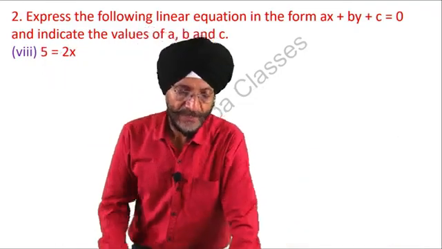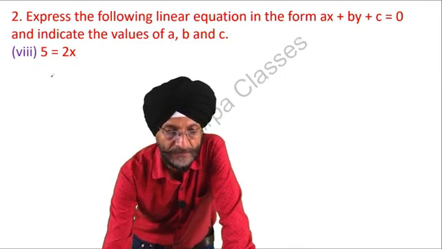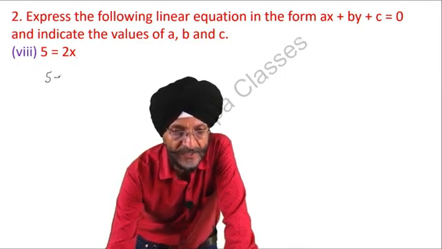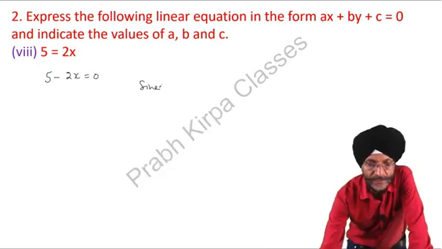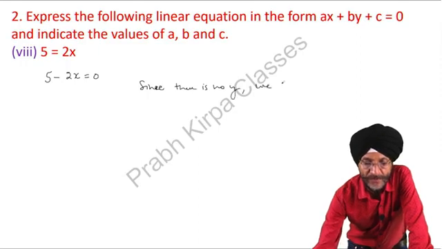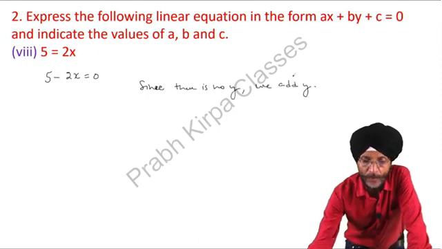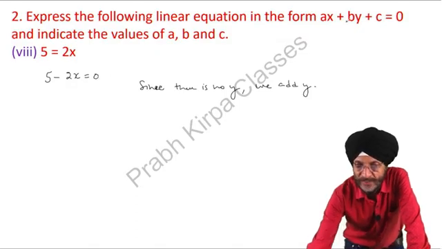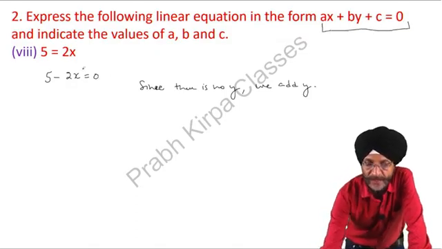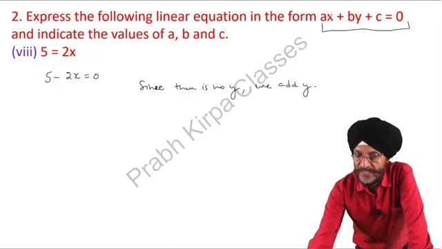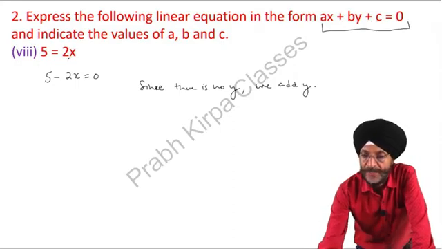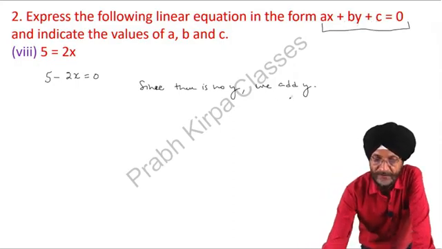Next, 5 is equal to 2x. So here we can rewrite it as 5 minus 2x is equal to 0. Since there is no y, we add y because we are to form the equation in this form. Here in this question, variable x is given, constant c is given, but y is not given, so we will add y.